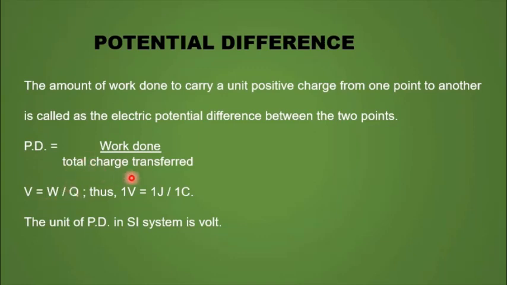Q is what? The total charge transferred. The total charge transferred is represented by Q. So the formula for potential difference is V is equal to W upon Q. That is, potential difference is equal to work upon total charge transferred. Now 1 volt, or you can say 1 potential difference, is equal to 1 joule per 1 coulomb. The unit of potential difference in the SI system is volt. So we say it as volt.